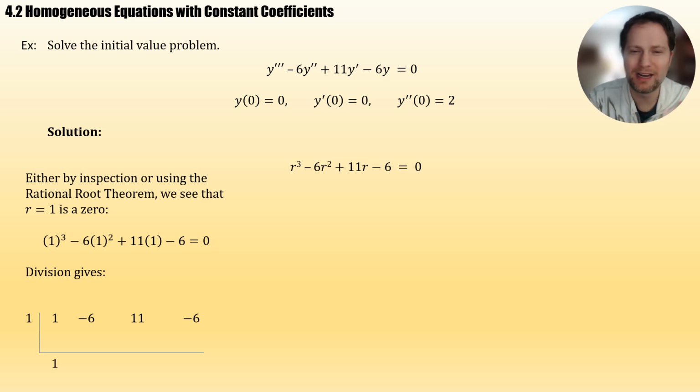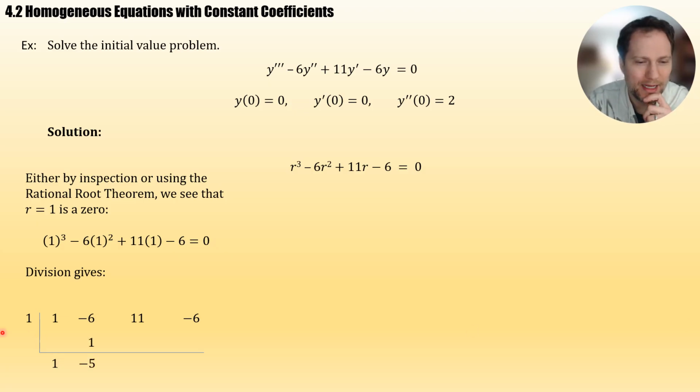Hopefully you know how to attack factoring something like this, even if it involves the rational root theorem and division and things like that. So we drop that first 1. Now we're going to multiply 1 times 1, this times this. You're not going to really tell that I did that, but there it is.